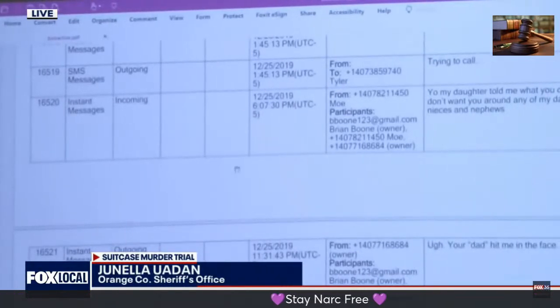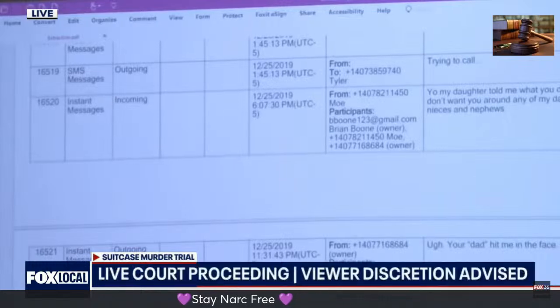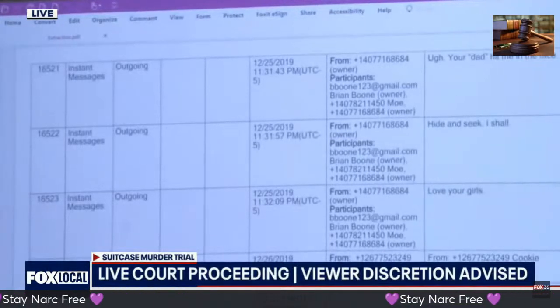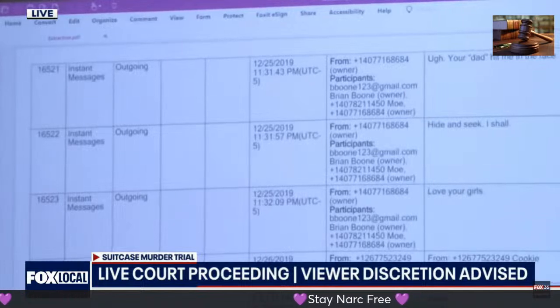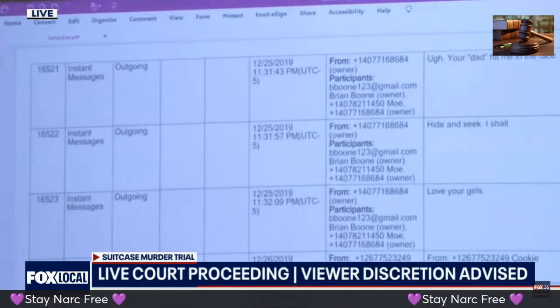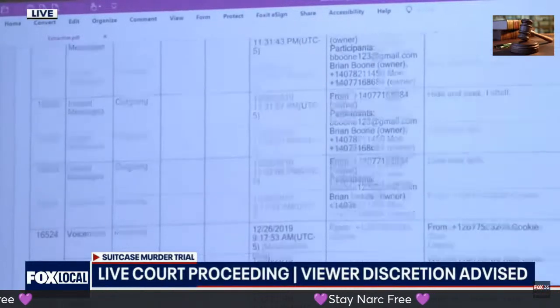Going down to 16522, an outgoing instant message at 11:31 p.m., 57 seconds on Christmas 2019. What is the content of that communication? The content of the message is: hide and seek, I shall.